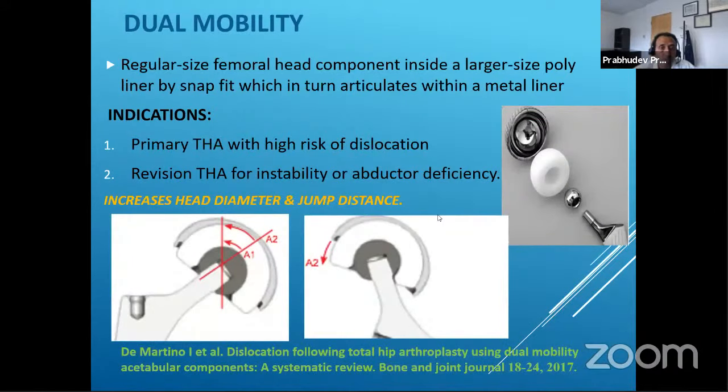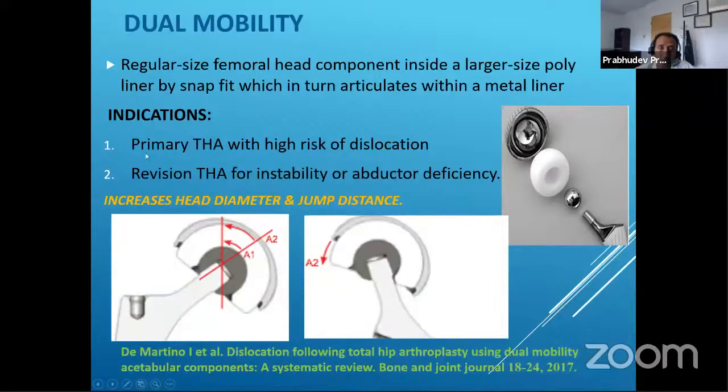Dual mobility liners are, again, there. These have been used for many years, and with the recent generation dual mobility liners, these are an important addition to make the hip more stable. Regular size femoral head component. This is how a dual mobility liner looks like. Basically, it's a regular size femoral head in a larger size poly liner, and this is fitted with snap fit into the poly liner, and this will then articulate into a metal liner.